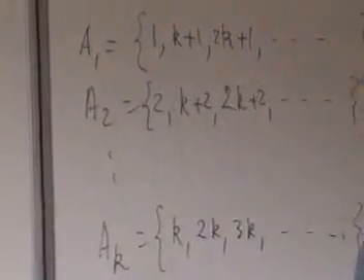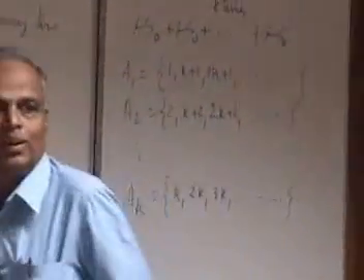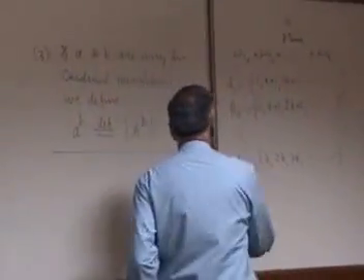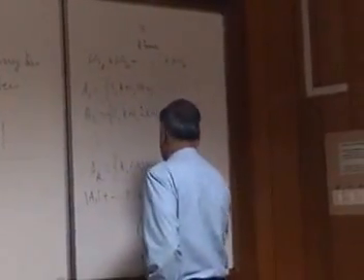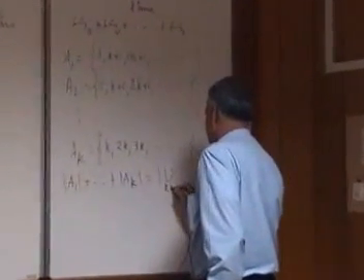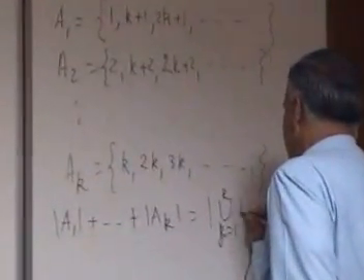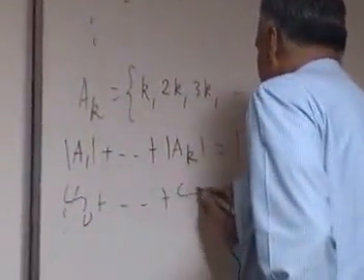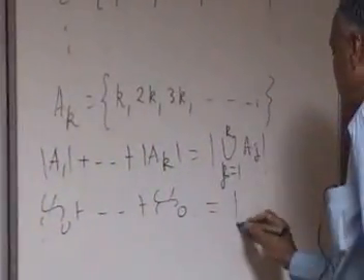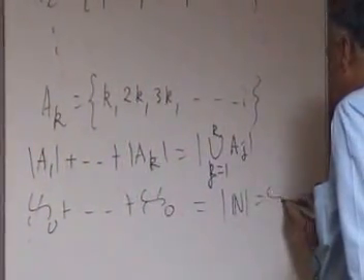Each one of them is countably infinite, and apply that result, you will get that mod A1 plus etc. plus mod Ak is equal to the cardinality of the union of Aj, j equal to 1 to k. Each one of them is LF naught, and this is equal to N, and therefore this is.